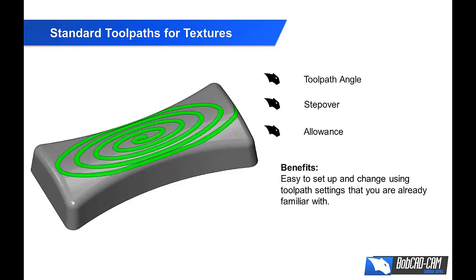Now the big benefit of using the standard toolpaths for textures is they're easy to set up and change using toolpath settings you're already familiar with. So you can lay down a planar, a spiral, or a radial, and just make some adjustments to the toolpath settings in order to get these patterns into the part.